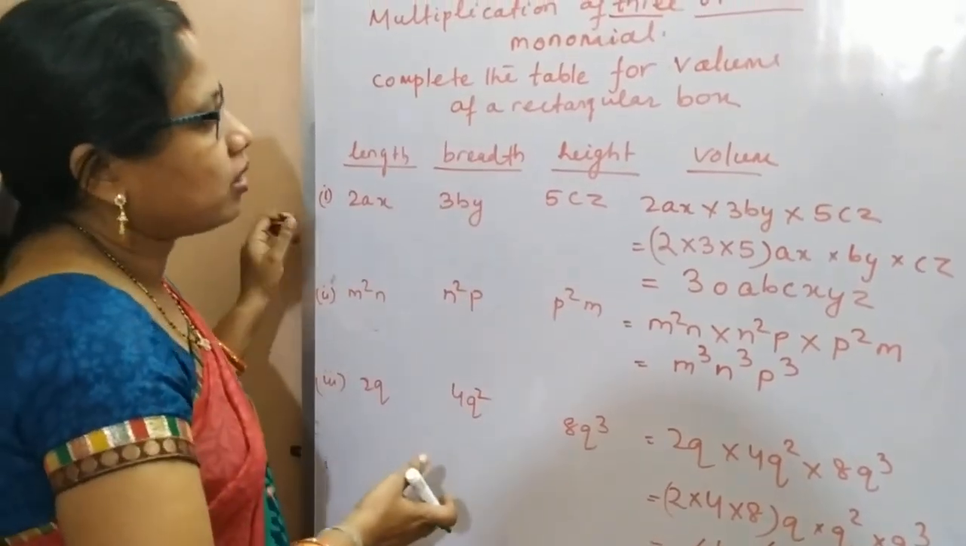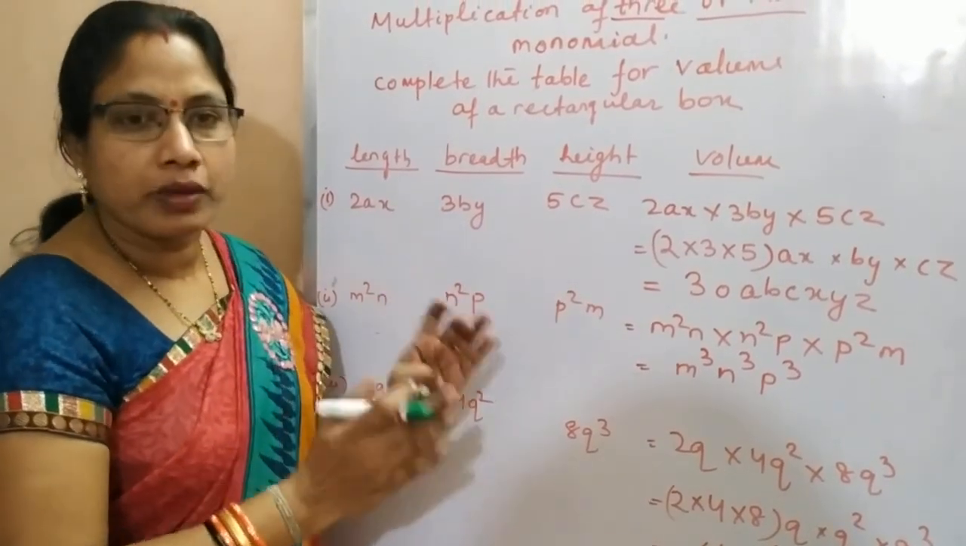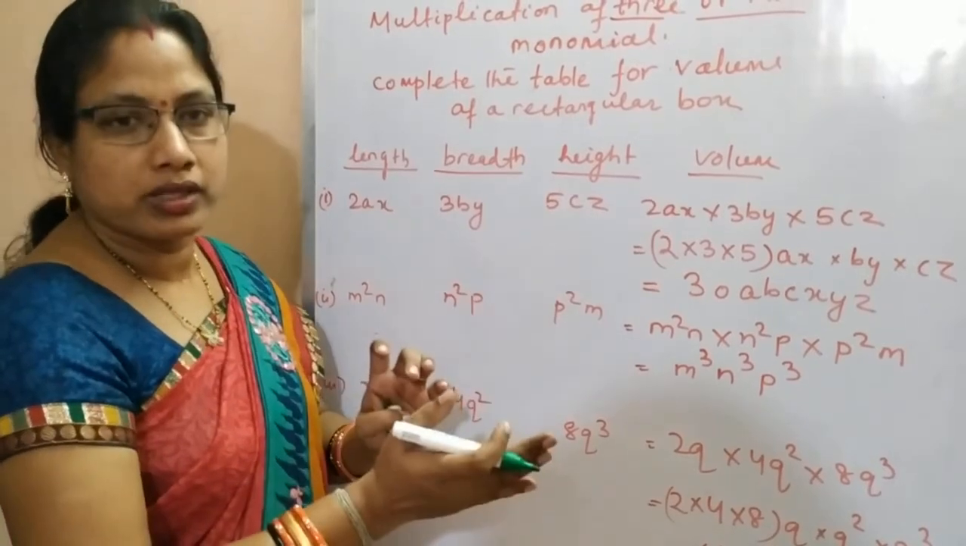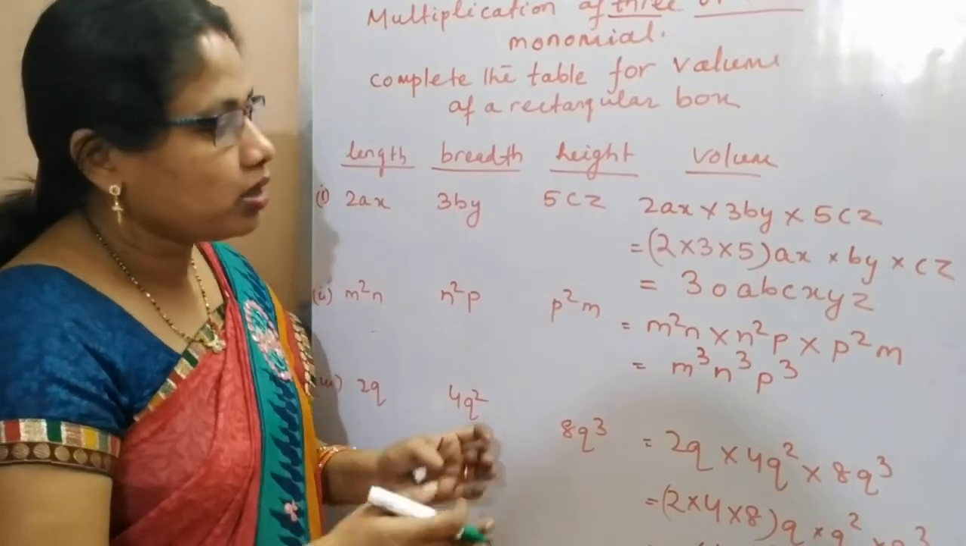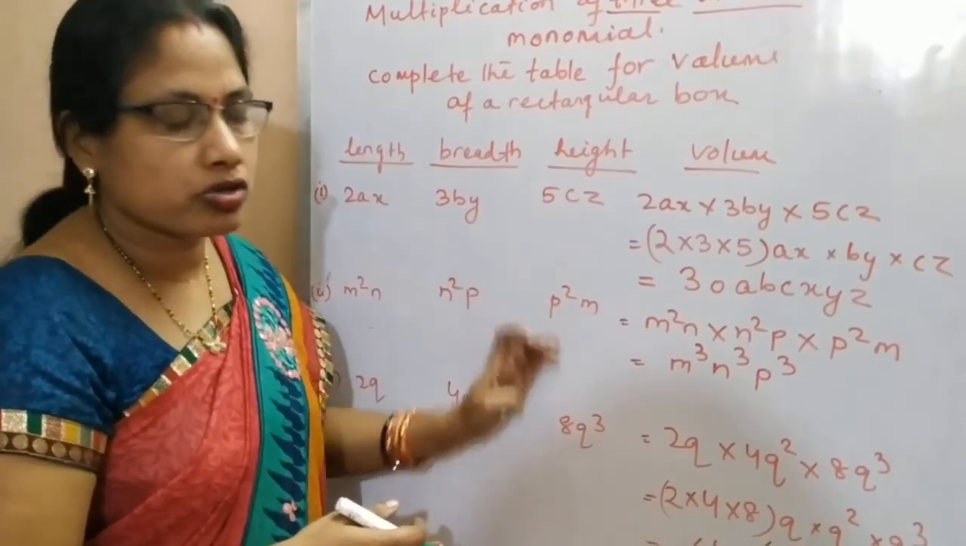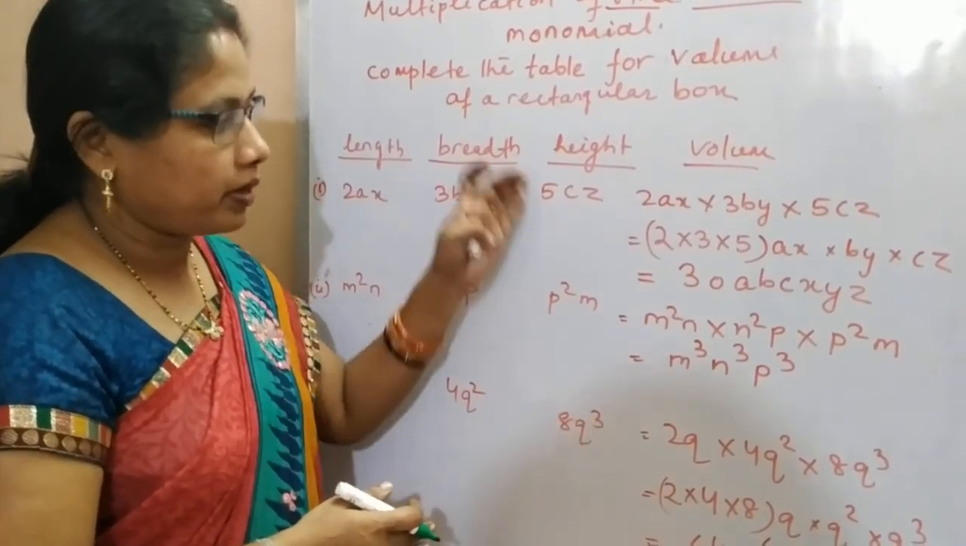So in this session, we learned how to multiply monomials with monomials, either 2 monomials or 3 or more monomials with each other. So in this way, you will be able to solve some more problems by applying these methods.